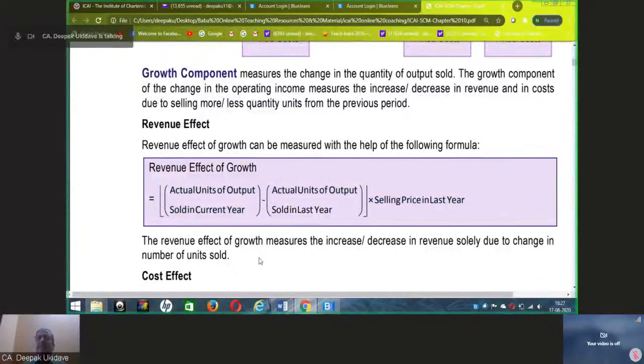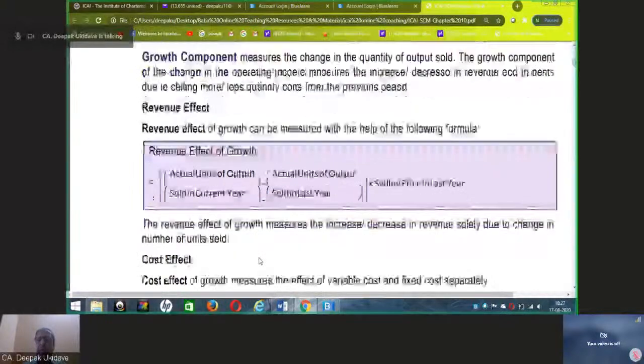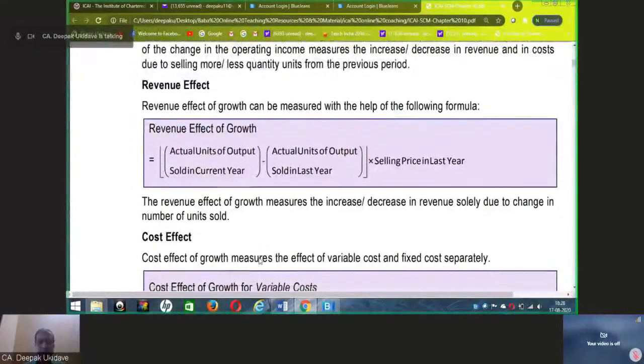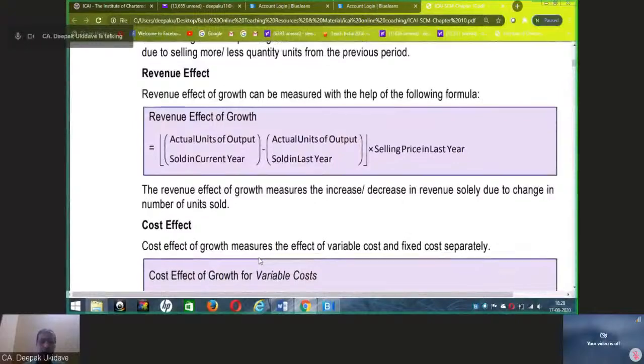By the way, as I said, these are generic formulae, general formulae, so you need not learn them by heart. You can yourself work out based on the language of the question, based on the data given in the case study. You can always work out the effect of growth component, that is revenue effect, cost effect, and so on. Let us look at the cost effect.